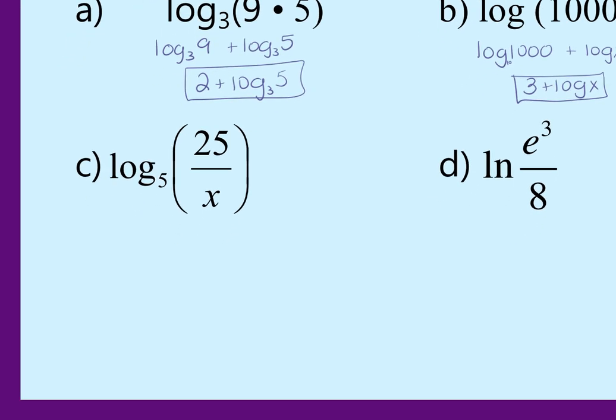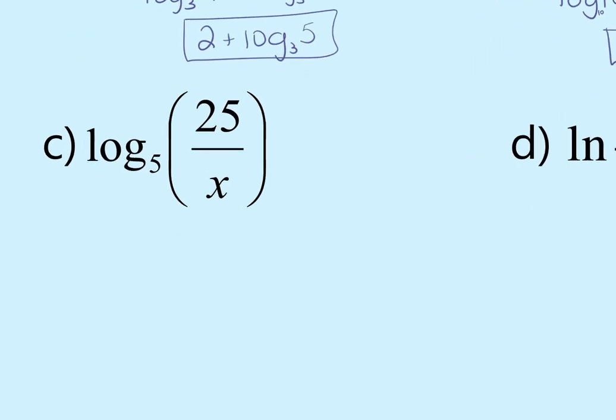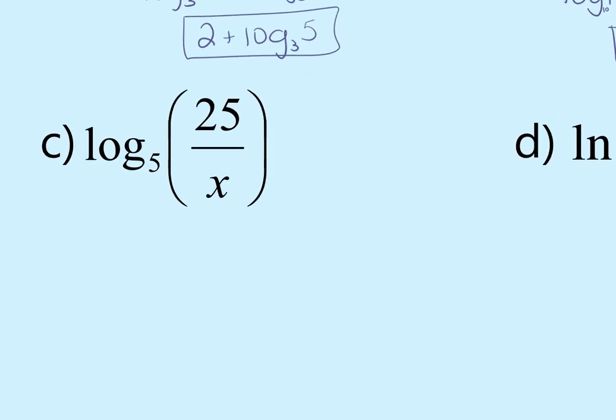Now go to C. Log base 5 of 25 over x. So this becomes log base 5 of 25. What do we do when we divide? Subtract. Good. Log base 5 of x. And log base 5 of 25 is 2.